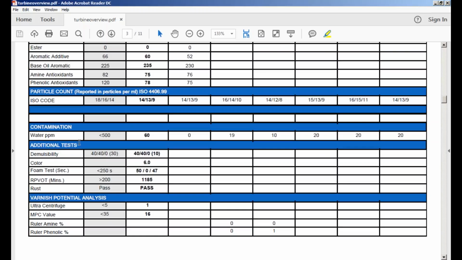Then some of the things that fall under additional tests that we'll be talking about today: demulsibility, color, foam, RPVOT, rust. We're going to be taking a close look at those, or as much as we can in the time that we have. And then we have, of course, the varnish potential analysis group of tests, ultracentrifuge and MPC, and the ruler results.